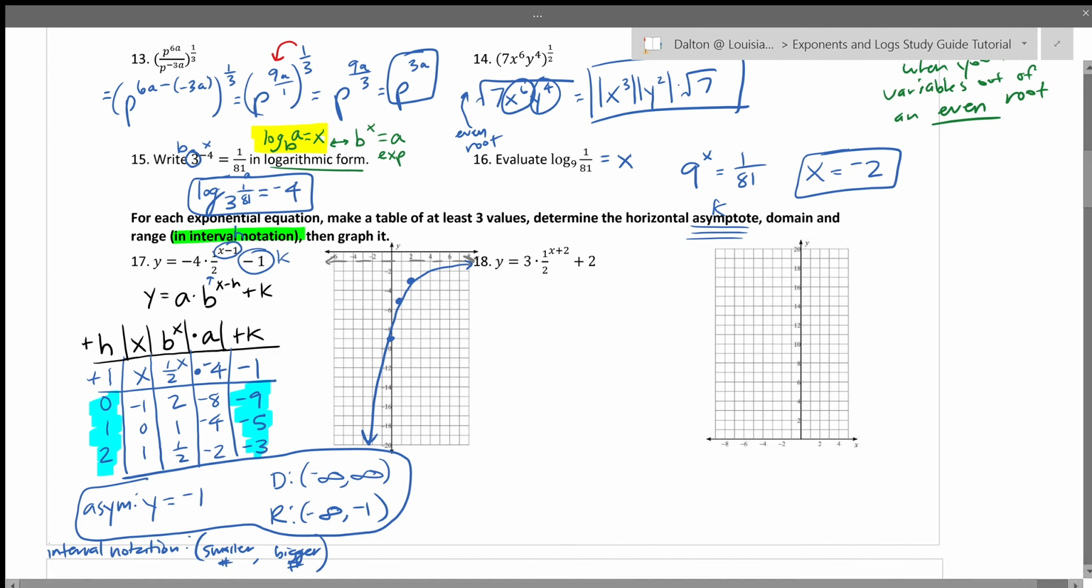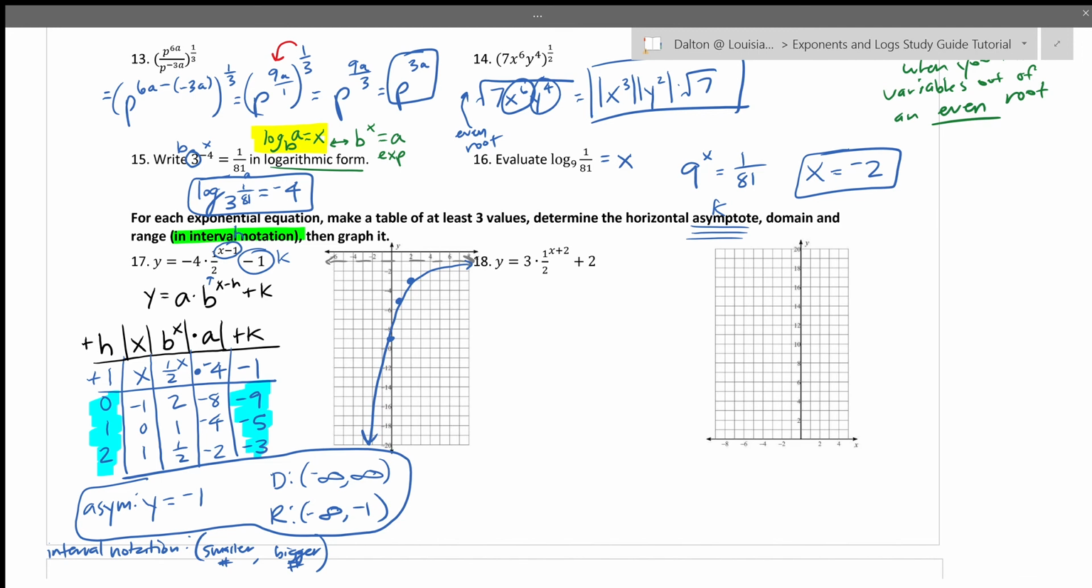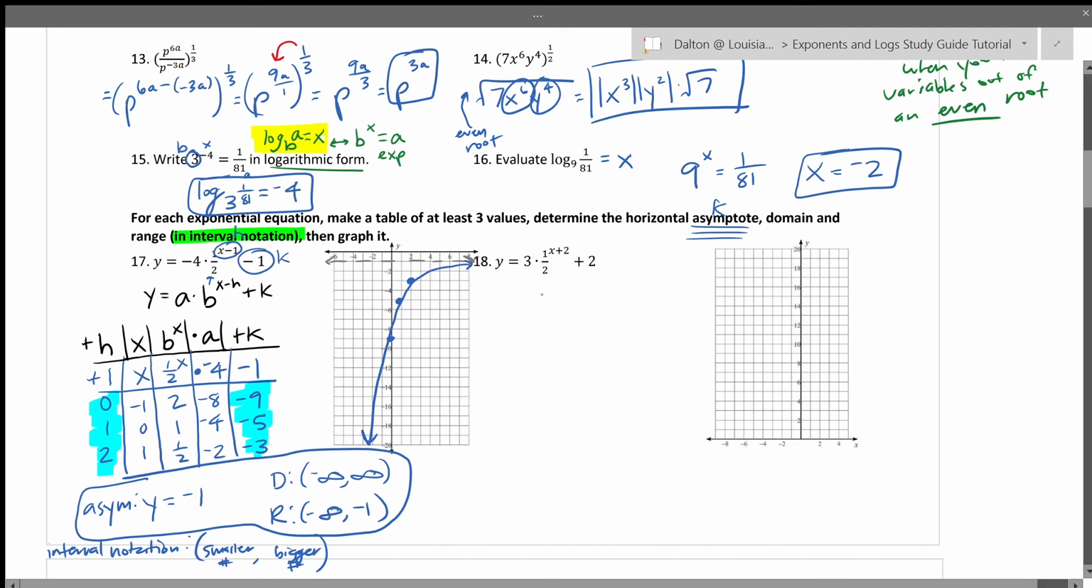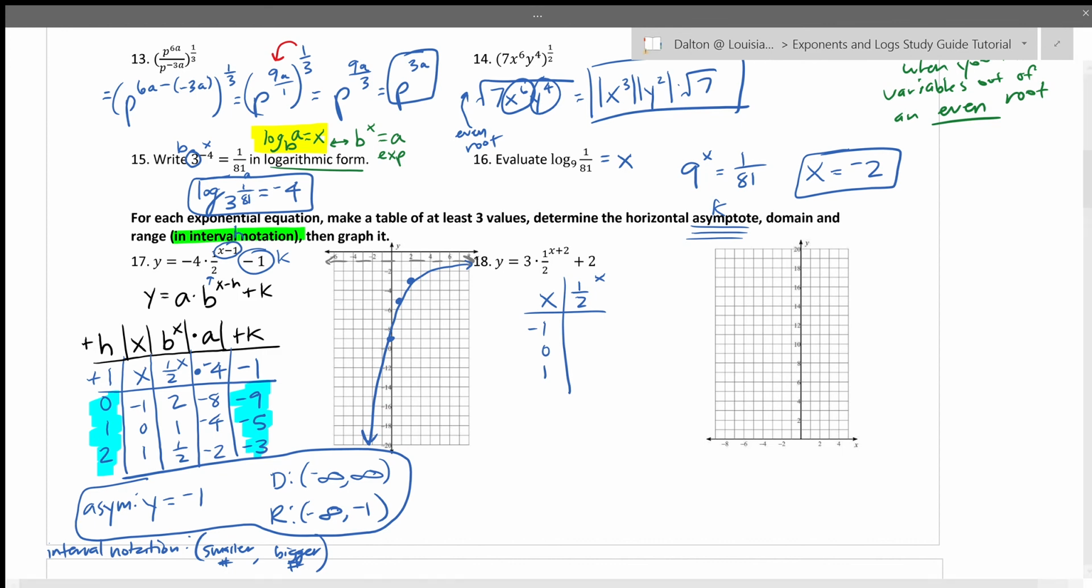Okay, for number 18, again, we're going to start off with our chart. This time, it's going to start with x, and then b is going to be 1/2 to the x power. So if I start off with -1, 0, and 1, 1/2 to the negative first power, these are actually going to end up being the same numbers. 1/2 to the negative first power is going to be 2. 1/2 to the 0 power is 1, and then 1/2 to the first power is 1/2.